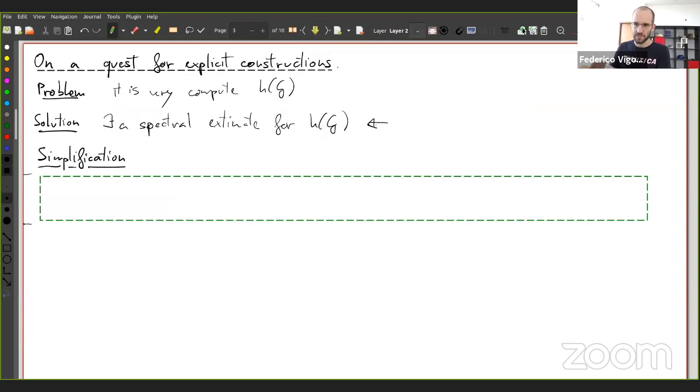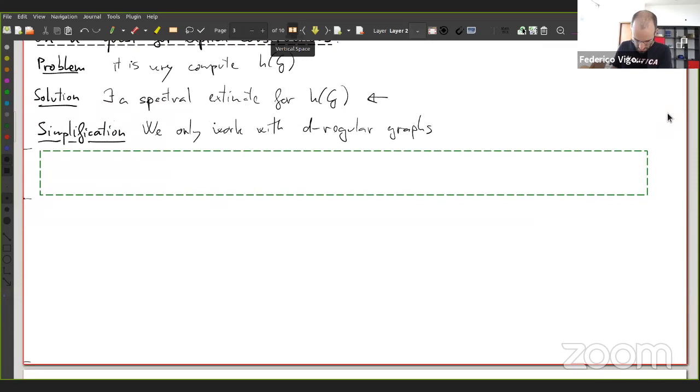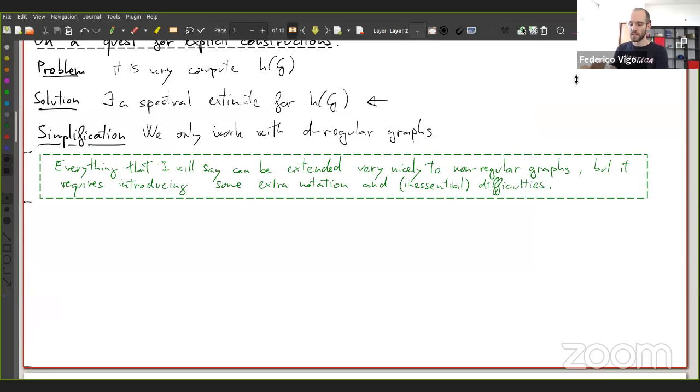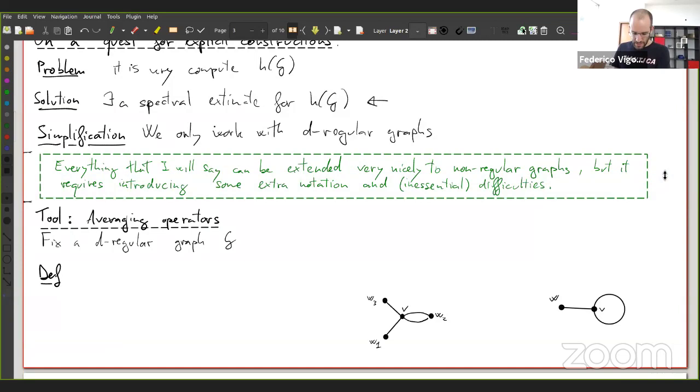And so to simplify the discussion, we will only work with regular graphs. But let me remark that everything that I say today can be done more generally. Everything that I say will have an analog that holds for non-regular graphs. It's just that going into that requires a little bit of extra notation, and there are a few more extra details that I prefer avoiding. So we will just restrict to regular graphs instead. And the tool that we need are averaging operators.